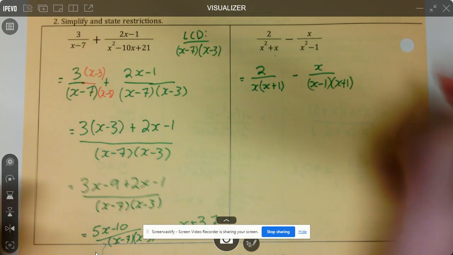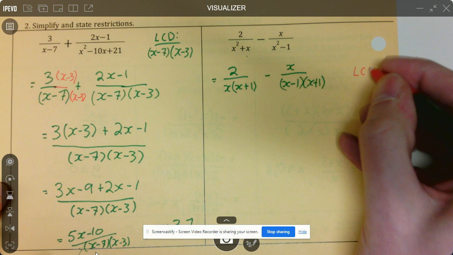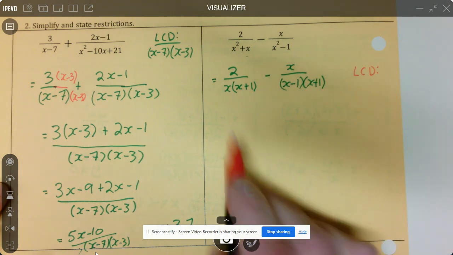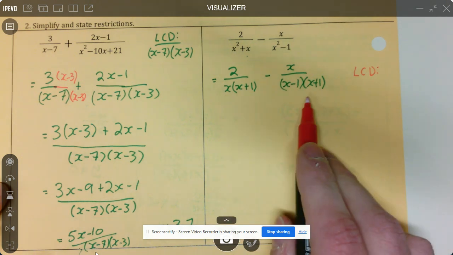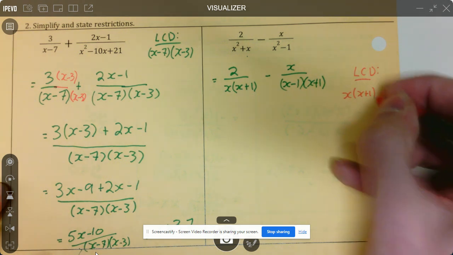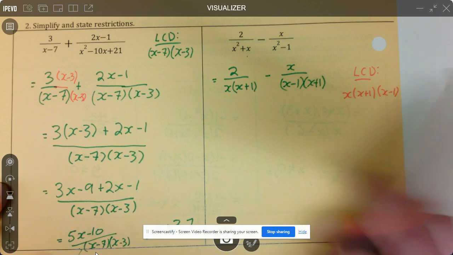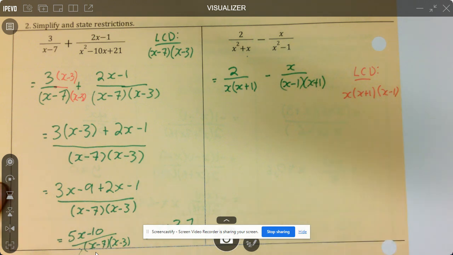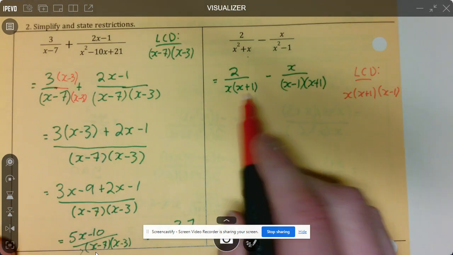Once it's factored, I can start looking to find my lowest common denominator. So it's going to be every factor along my denominators, but I don't repeat what's shared. So I've got x and x plus 1, and then again an x minus 1, but I don't need to repeat the x plus 1 because that's a shared factor.